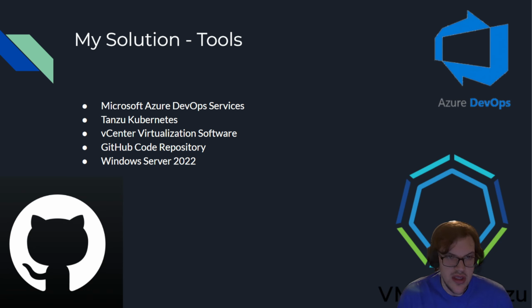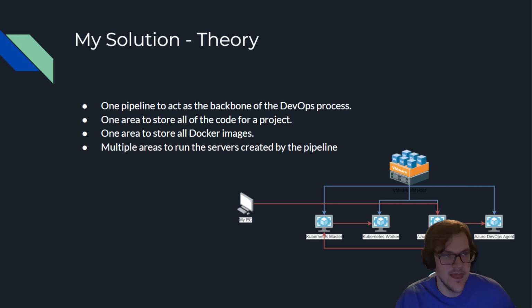So for my solution, the tools I am going to be using include Microsoft's Azure DevOps Service Pack, Tanzu Kubernetes for the host of my DevOps cluster, vCenter Virtual Software, which also pairs with ESXi, so I'll be using VMware related virtual tools, GitHub for a code repository, and Windows Server 2022 to run my Azure DevOps services.